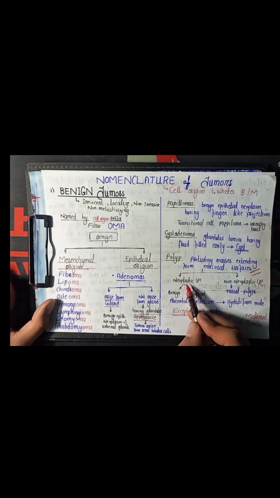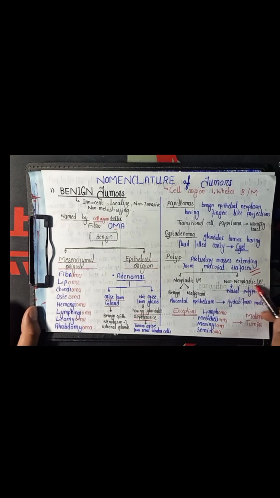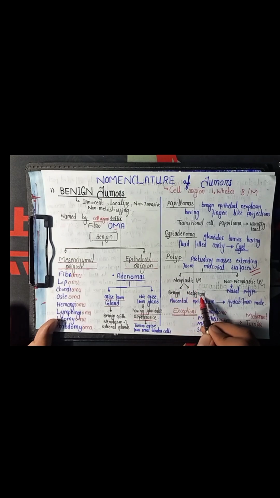And these polyps may be neoplastic or non-neoplastic. The non-neoplastic include nasal polyps like AC polyps and the ethmoidal polyps. And the neoplastic polyps may be benign in nature or malignant in nature.